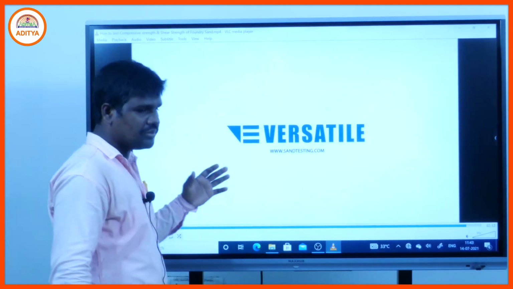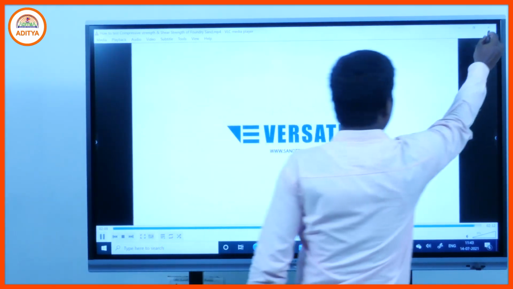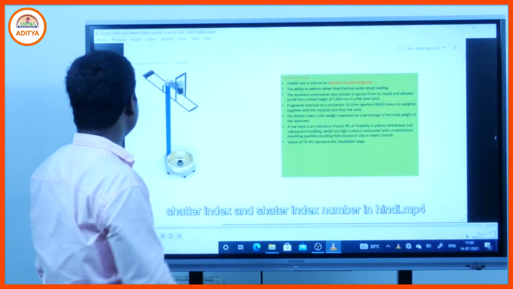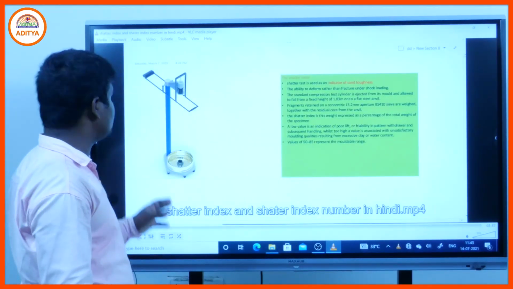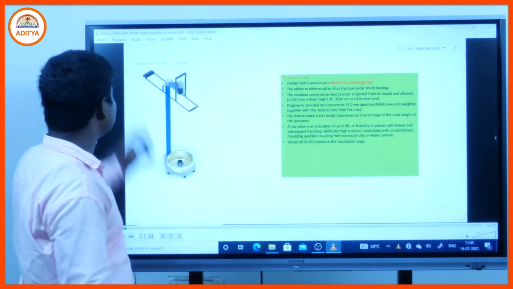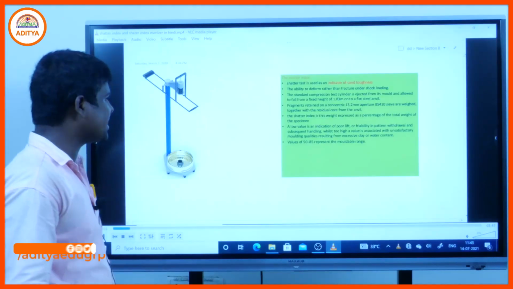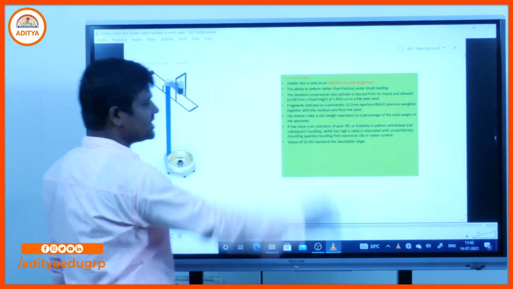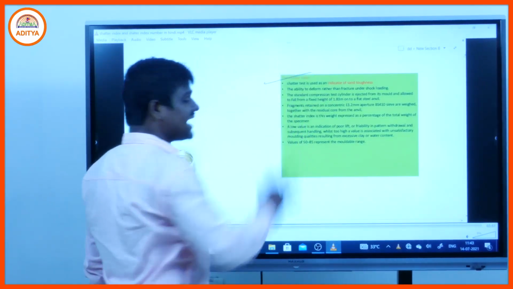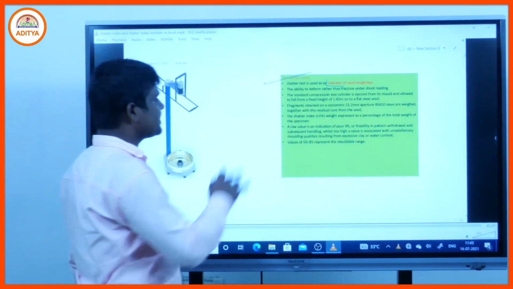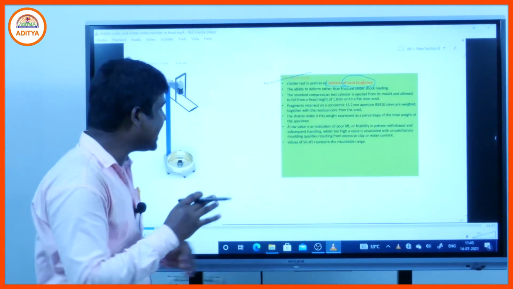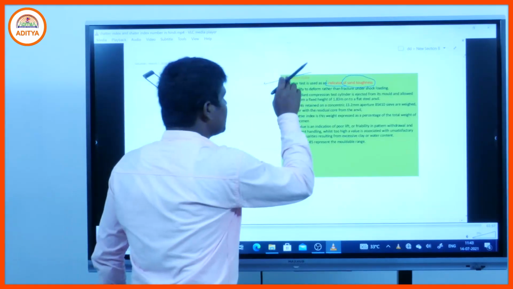Using that machine, we measure five types of properties of the molding sands. In this video we also show how to measure the Sator index and Sator index numbers. What is the process? Using the Sator index process, we measure, or rather it indicates, the sand stiffness. In this process, we measure the sand toughness.